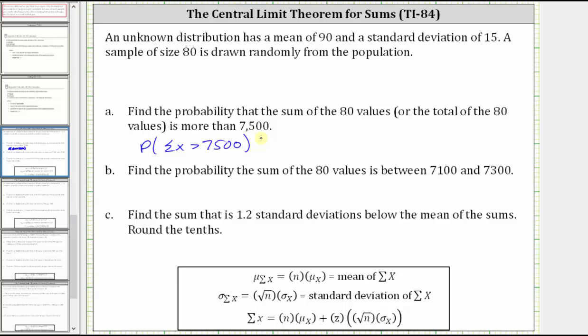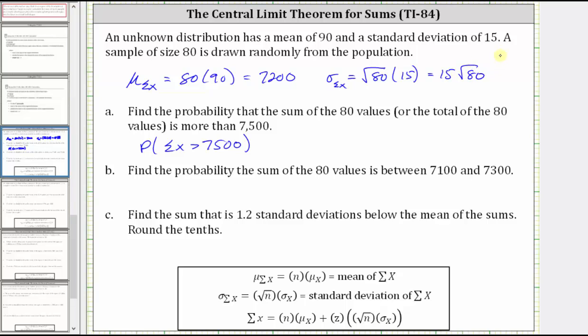Before we determine this probability, let's find the mean or average of the sum of x as well as the standard deviation of the sum of x. So the mean of the sum of x is equal to the sample size times the mean of the original distribution, which is in this case 80 times 90, which is equal to 7,200, and the standard deviation of the sum of x is equal to the square root of n, which is the square root of the sample size. So we have the square root of 80 times the original standard deviation, or the standard deviation of x, which is 15. And let's go ahead and leave this as 15 square root 80, even though it could be simplified.